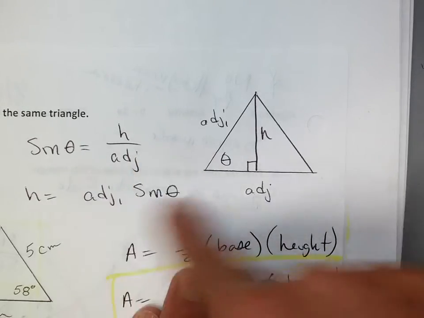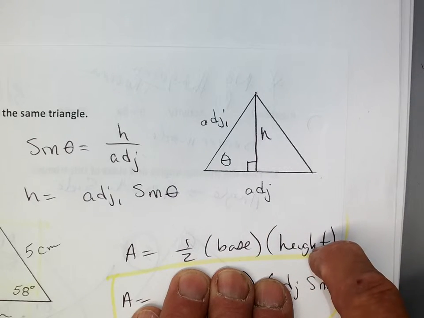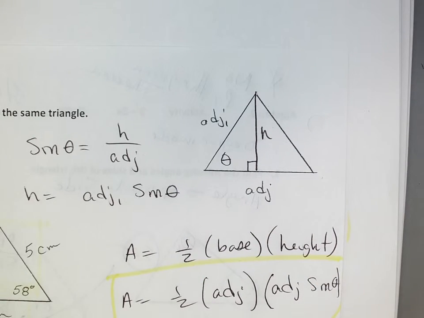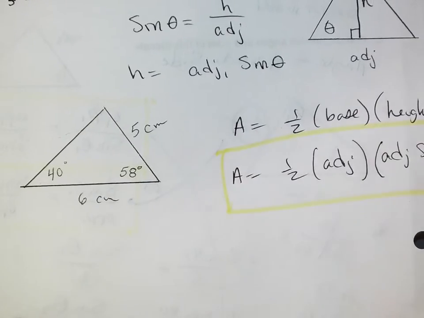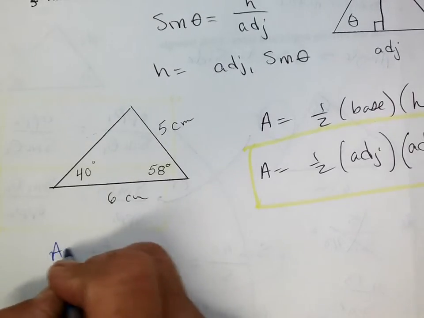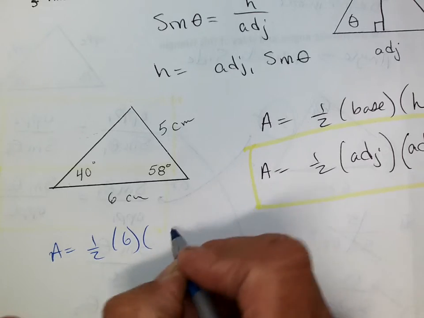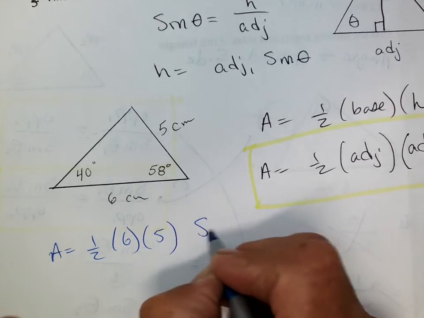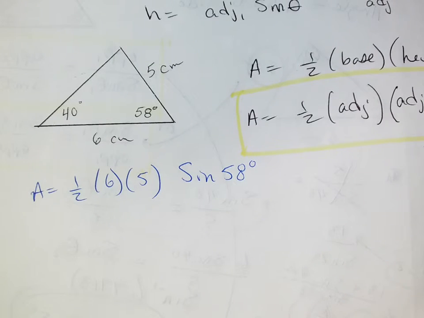So then we substitute adjacent times sine of theta into the formula for the height, and you've got a formula that works for any triangle. It's right, equilateral, it doesn't matter. So my formula is just that. Here's my answer. You ready? Area equals 1/2 times 6 times 5 times the sine of 58. That's my area. That's it.